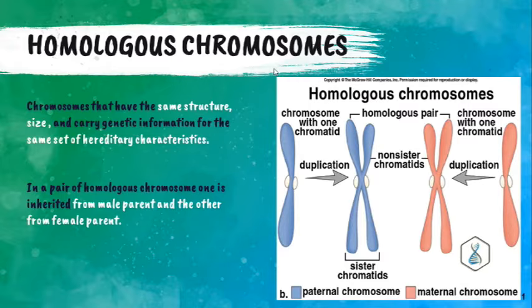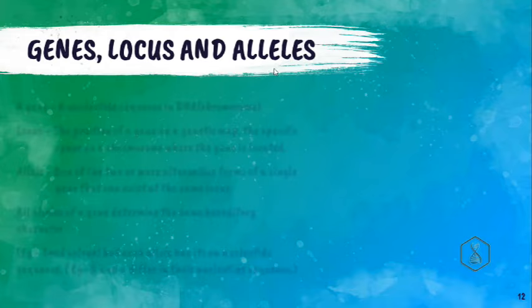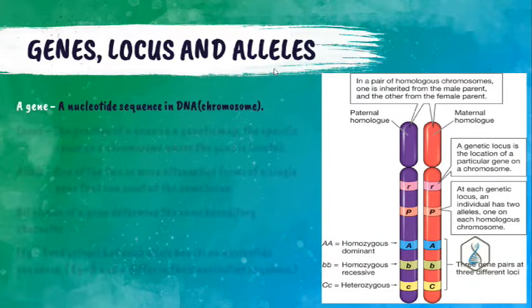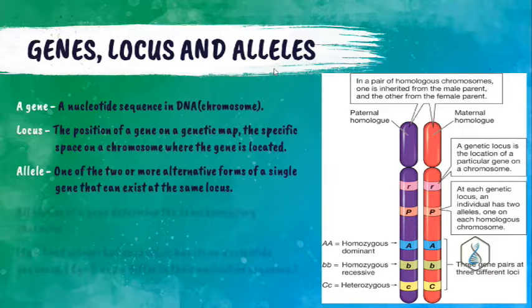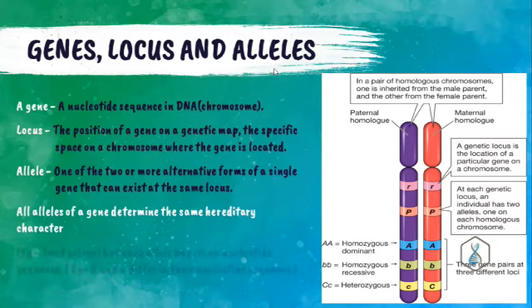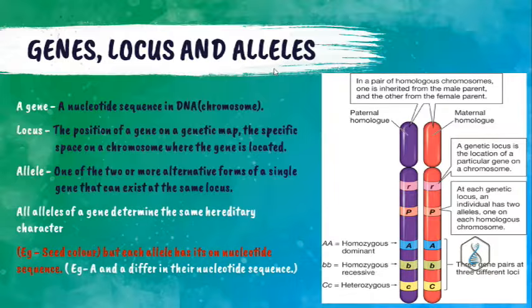What are genes, locus, and alleles? What is a gene? A gene is a nucleotide sequence in DNA or chromosome. Locus refers to the position of a gene on a genetic map. These are the specific places on a chromosome where the gene is located. Alleles are one of two or more alternative forms of a single gene that can exist at the same locus. All alleles of a gene determine the same hereditary trait, for example seed color, but each allelic form has its own nucleotide sequence. Look into the picture shown here.